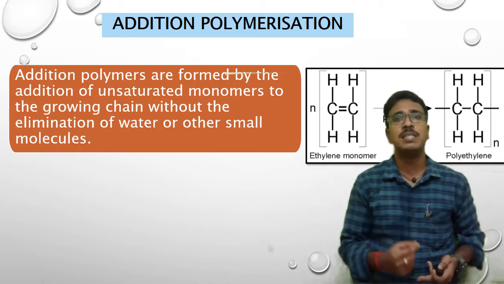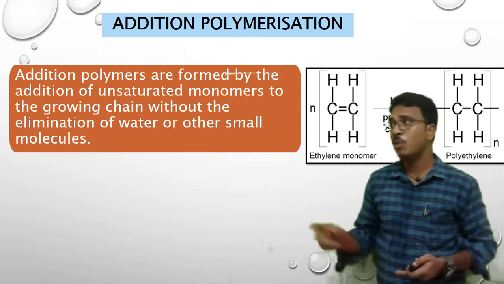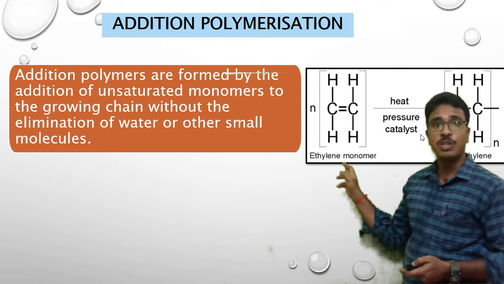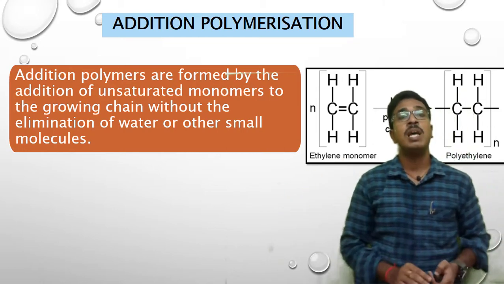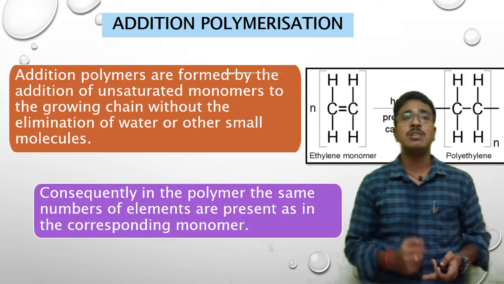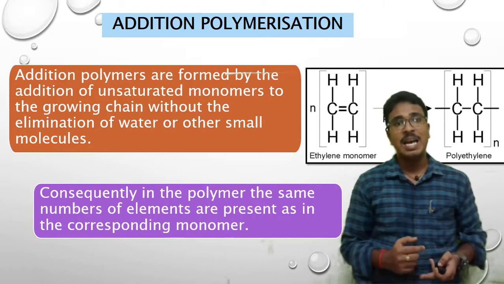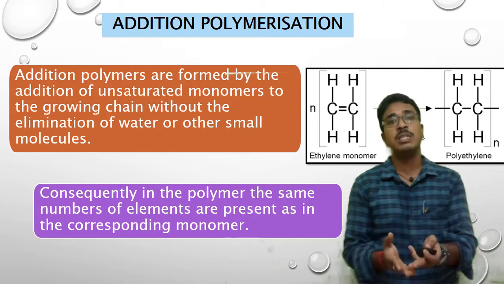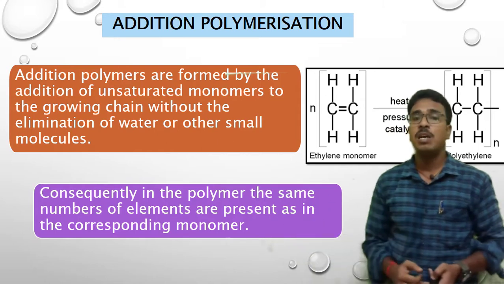Here you can see the best example, the formation of polyethylene polymer. We are taking ethylene monomer here, and from the ethylene monomer polyethylene is produced through this addition polymerization process, where we don't have any kind of byproduct. Consequently, in the polymer the same number of elements are present as in the corresponding monomer. That means the number of monomers you are using is directly proportional to the number of monomers present in the final polymer.